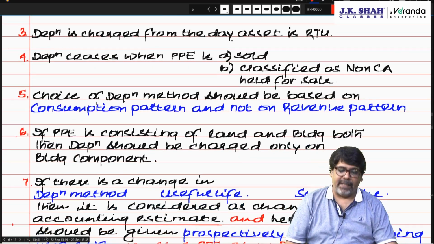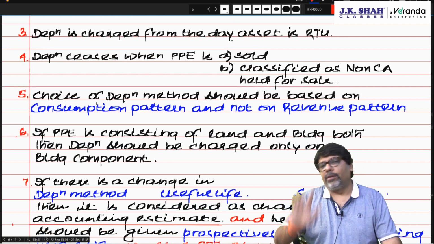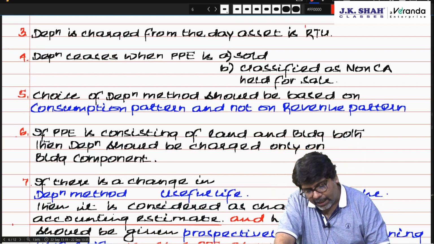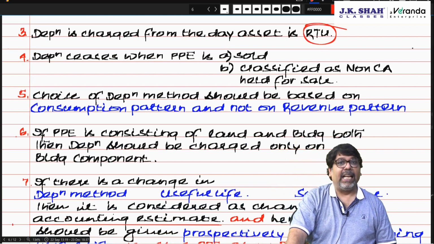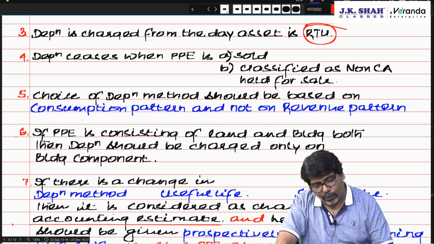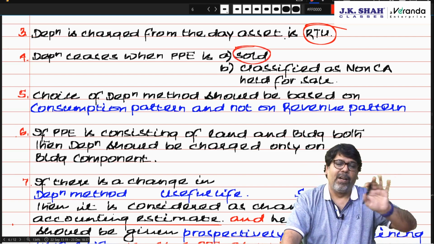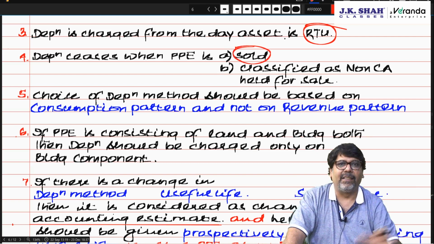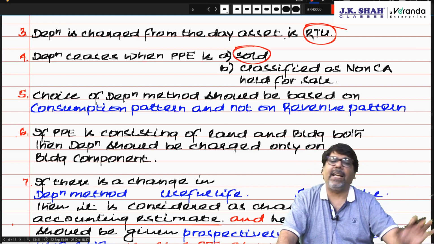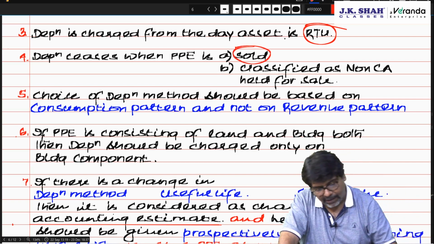Depreciation is charged from the day the asset is ready to use or put to use. Ready to use, RTU, means ready to use. Depreciation ceases when the asset is sold, or you have classified that asset as held for sale.